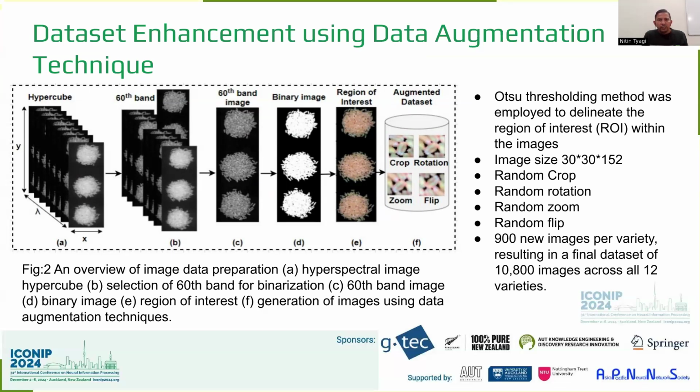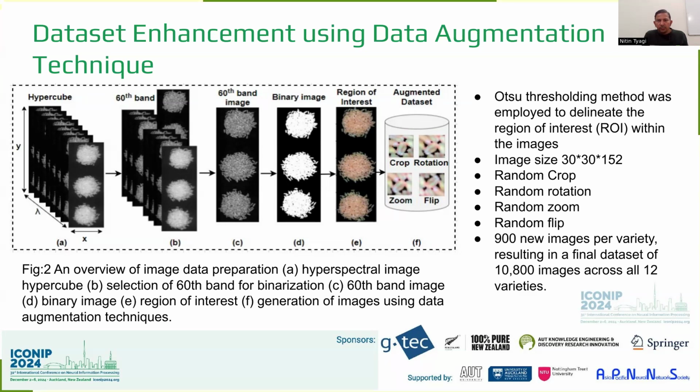First of all, the region of interest was found before the data augmentation. For getting the region of interest, we selected the 60th band out of the 152 spectral bands, and a thresholding technique was used to create the binary mask. After creating the binary mask, this binary mask was multiplied by all the 152 spectral bands for getting the region of interest. After getting the region of interest, we cropped the images to a size of 30 by 30 by 152, where 152 is the number of spectral bands. And in this case, we put a constraint, that we put only those images in our dataset in which the area fill ratio was more than 90%.